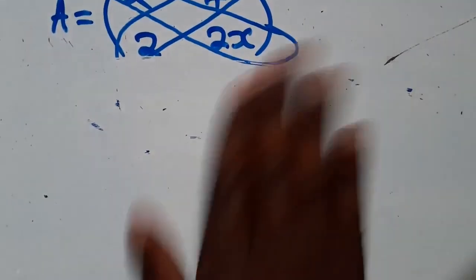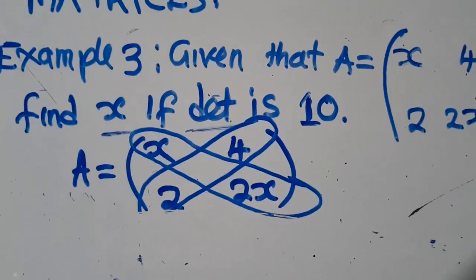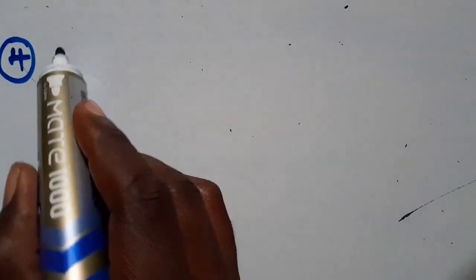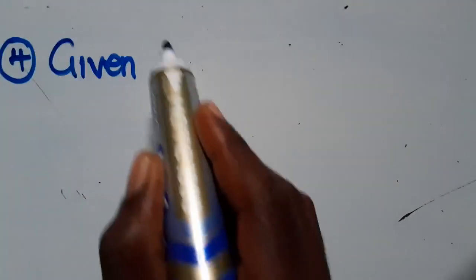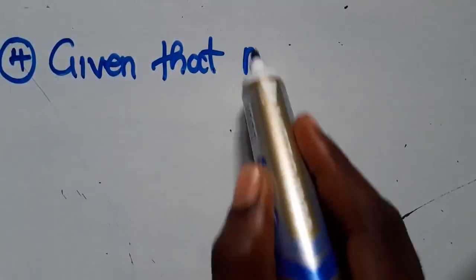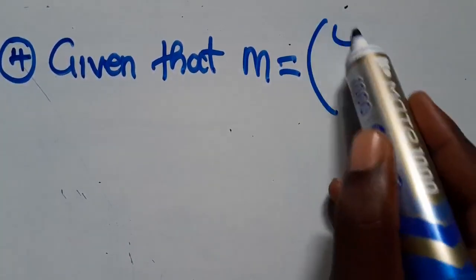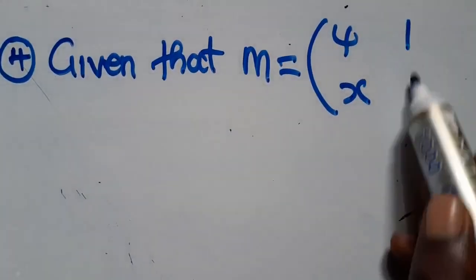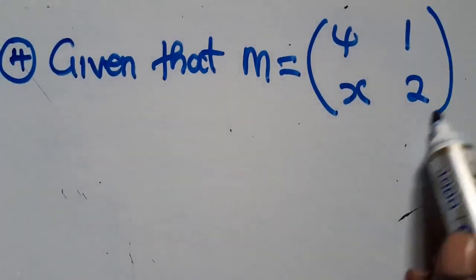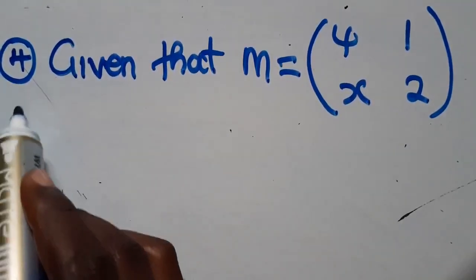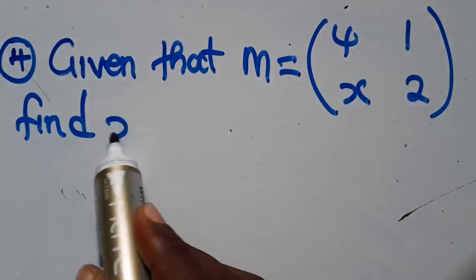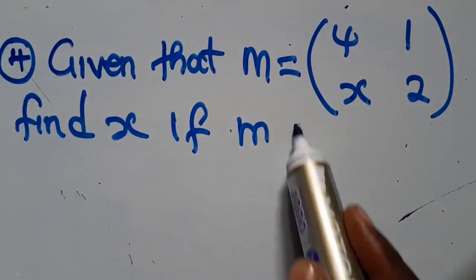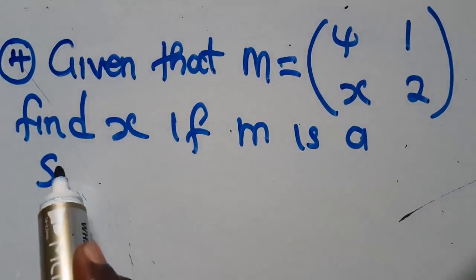So let us look at our last example, example 4. The question says: given that m is equal to the matrix with rows 4, x and 1, 2, find x if m is a singular matrix.